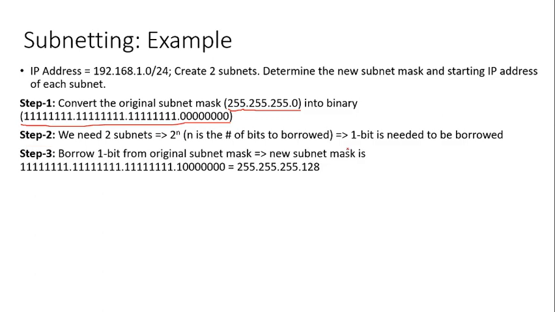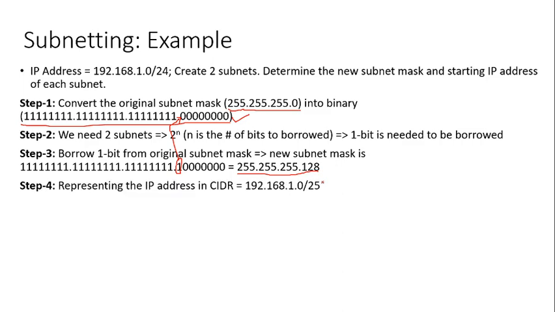Now let's borrow the 1 bit from the original subnet mask, which is this one. So we will borrow 1 bit, and our new subnet mask will be like that. This is the 1 bit we have borrowed as compared to this. Now we will represent this IP address in the classless interdomain format. Because we have borrowed one bit, the network part has now come out to be 25 bits. So this is our IP address in the CIDR notation.